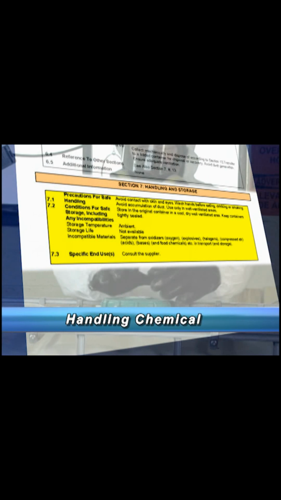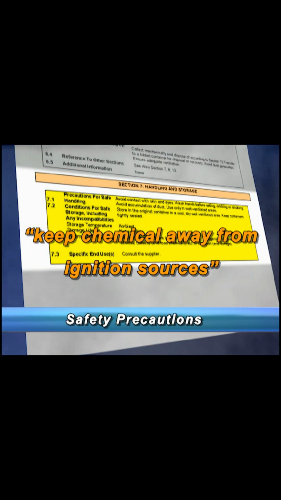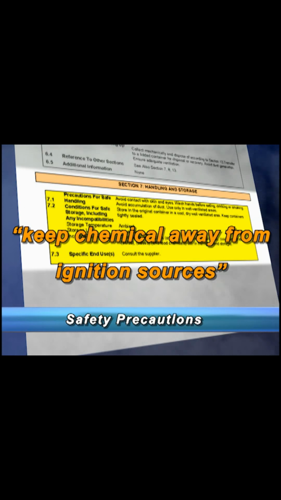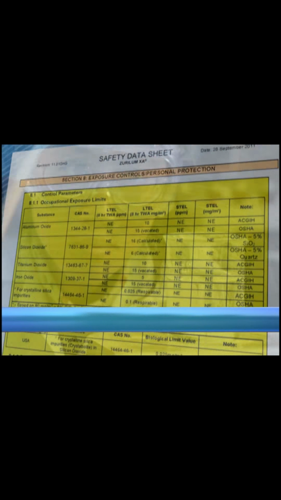Section 7 provides information on handling the chemical safely. Critical safety precautions, such as avoid breathing vapor and keep chemical away from ignition sources, are found here. Information on storing the chemical safely is also located in this section, including any incompatibility with other stored materials.